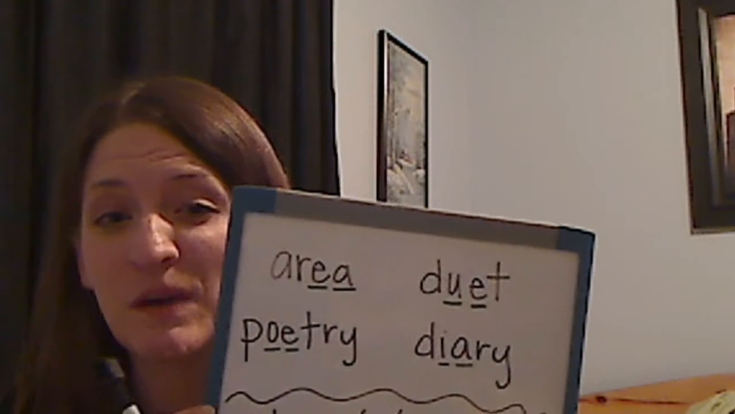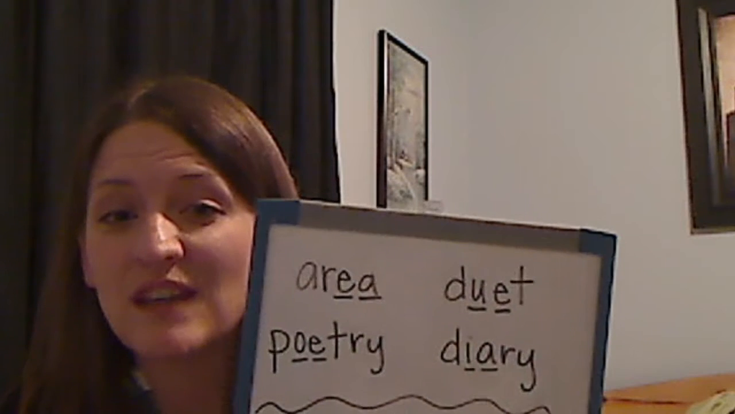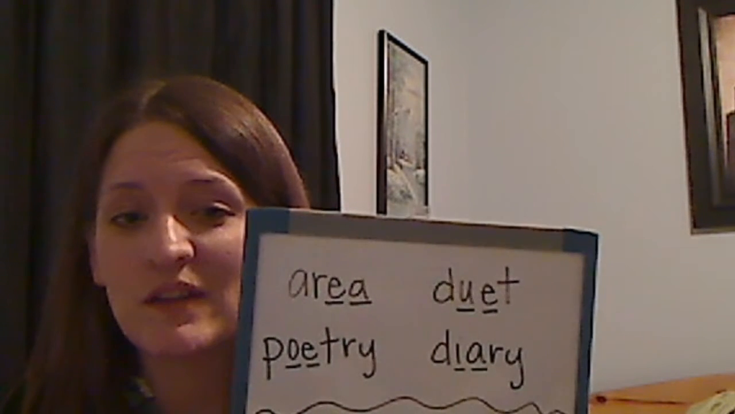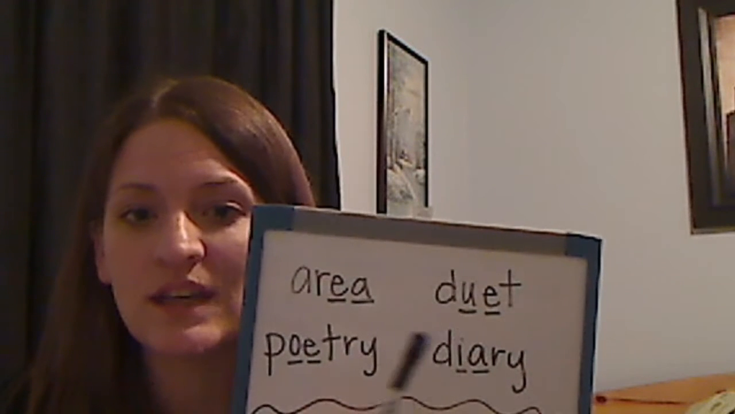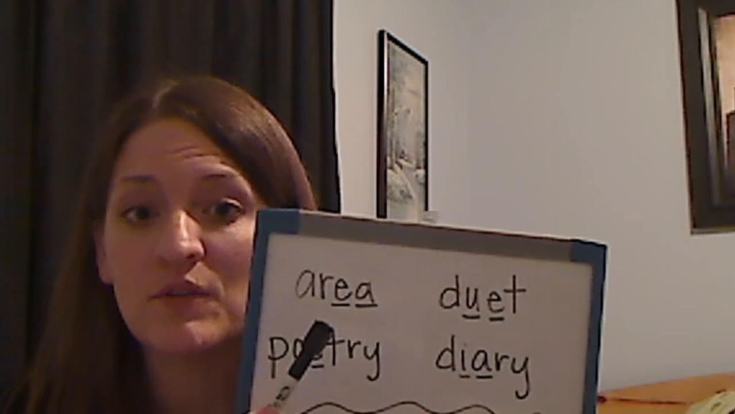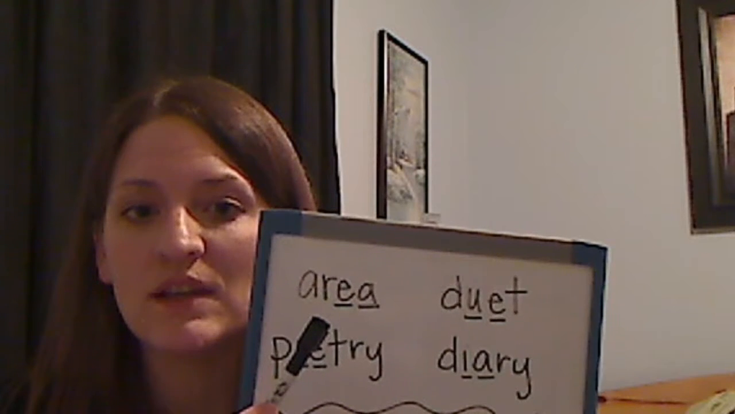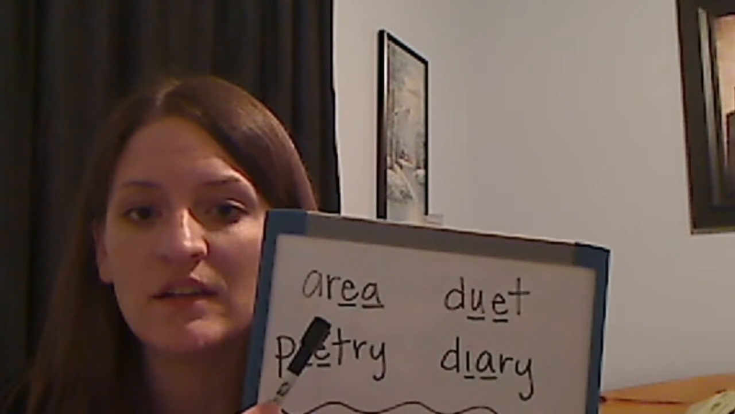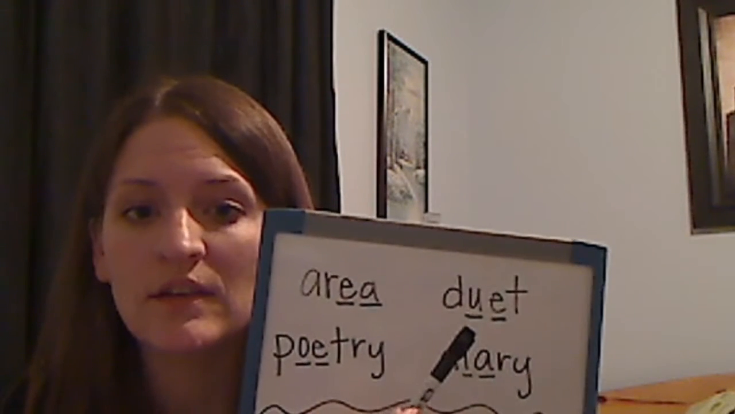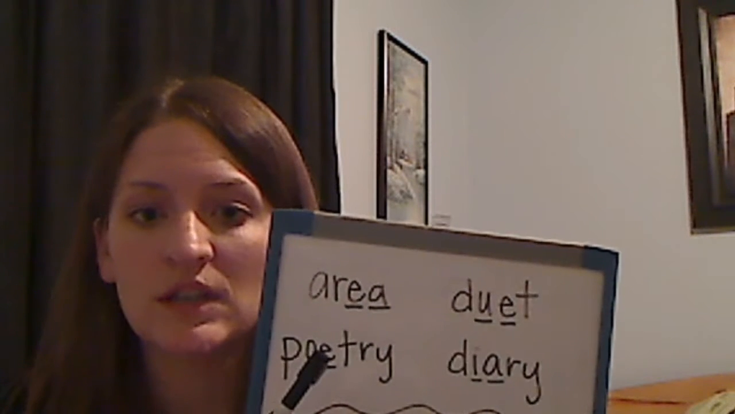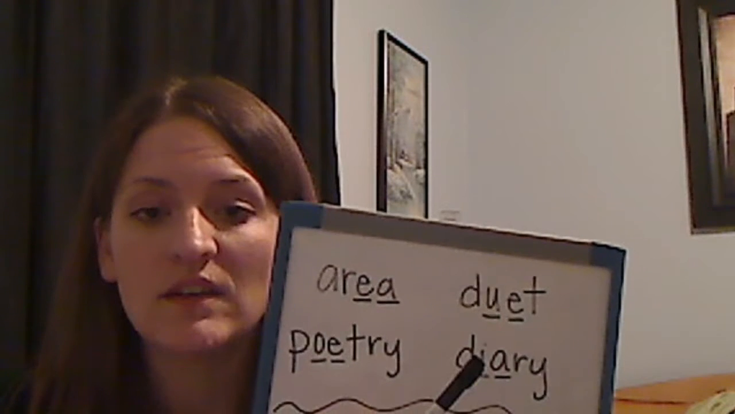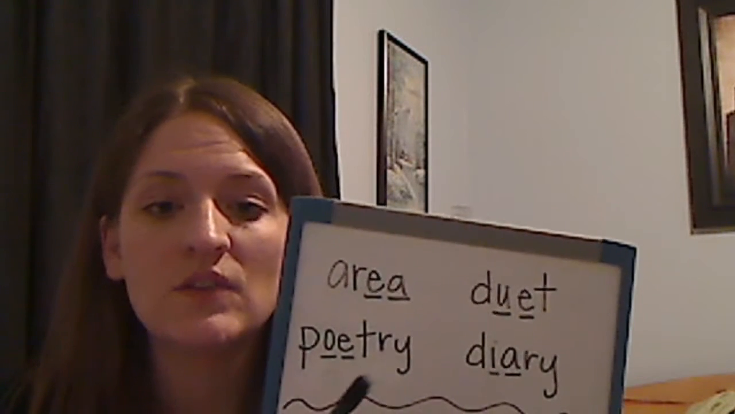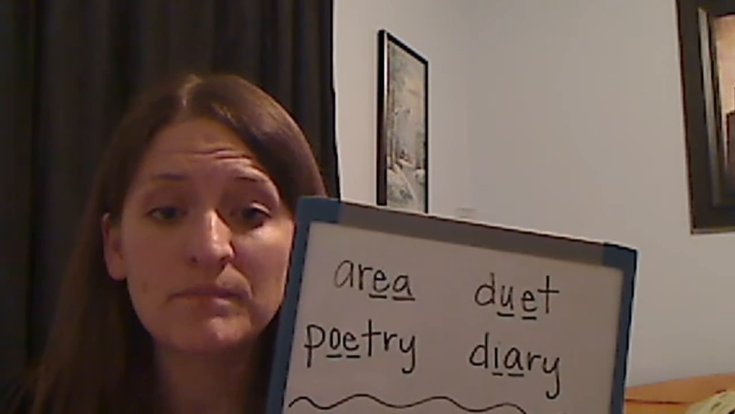This helps you in spelling because you can sound it out in your head before you spell it on paper. When I'm spelling these words, I like to really emphasize both vowel sounds so I remember that they're both there. So I might say in my head, area, or duet, poetry. That helps me know that I need to put the O and the E in there. And then diary. So that's your concept number 1.